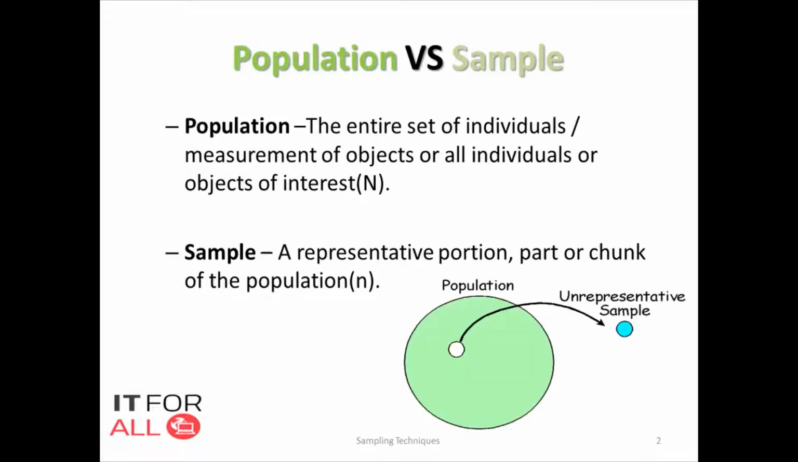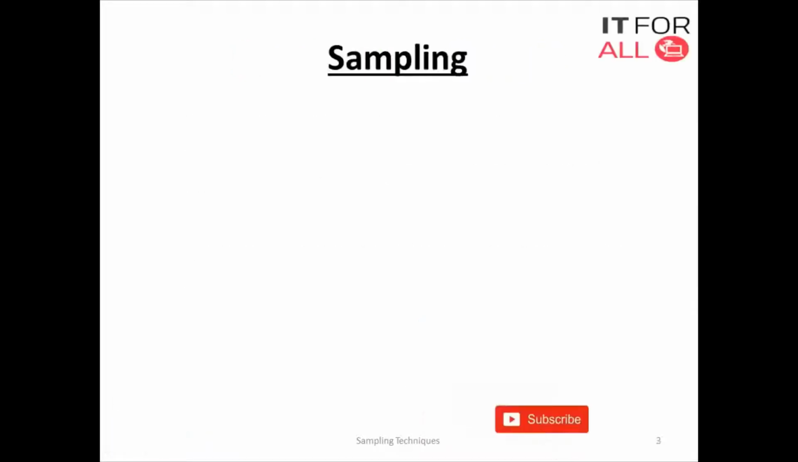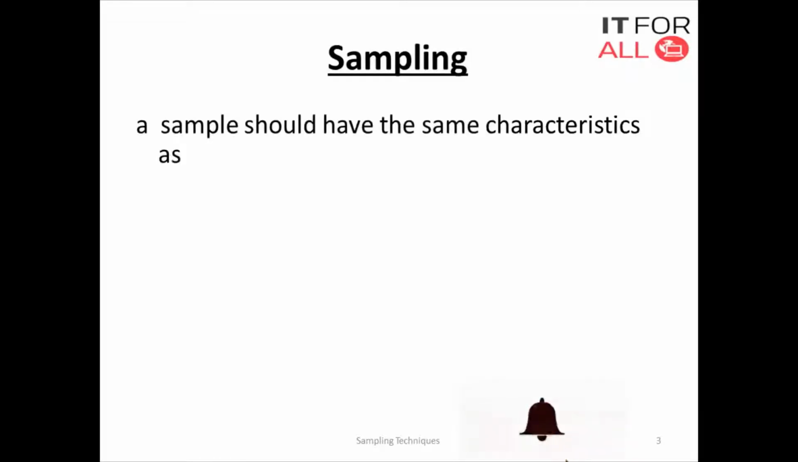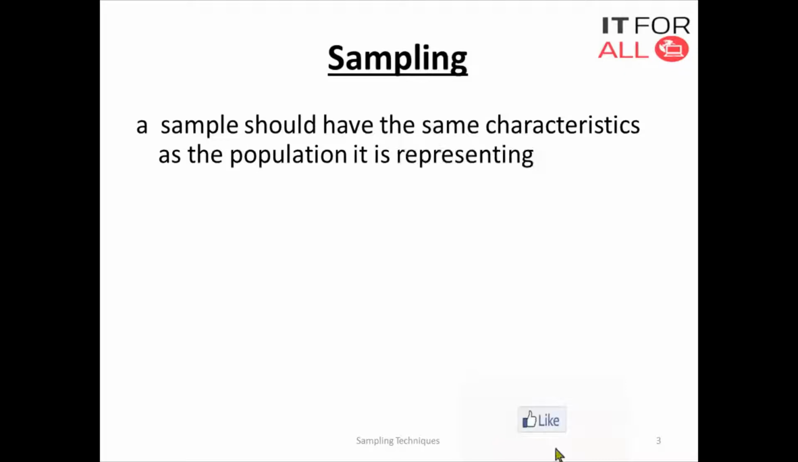So the sample size is denoted by the small n. We can see from the figure that the entire population is denoted by the green color, and this white spot is a represented part. We can say it is somehow a representation, because it is not the whole population. So in sampling, a sample should have the same characteristics as the whole population has.